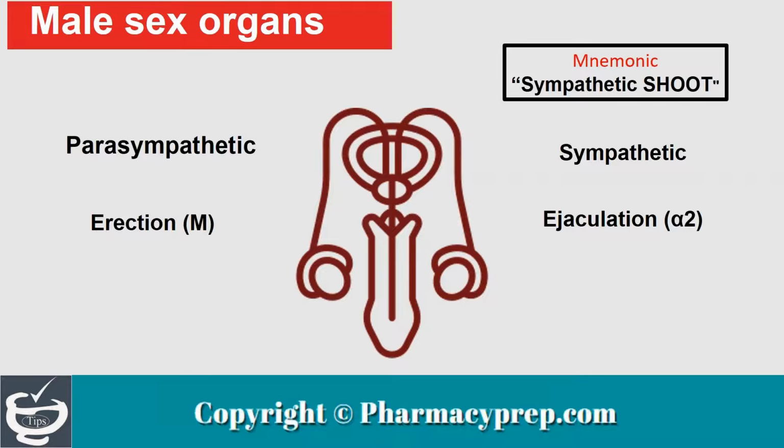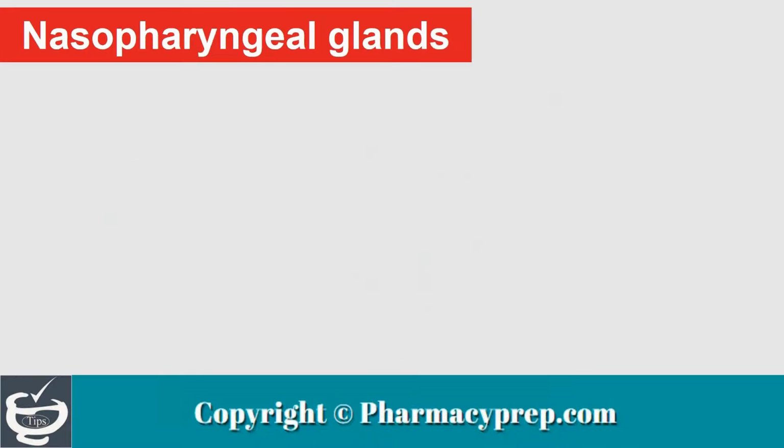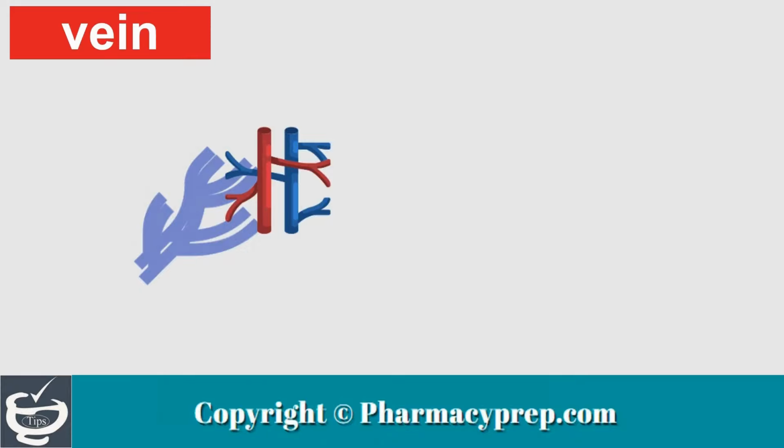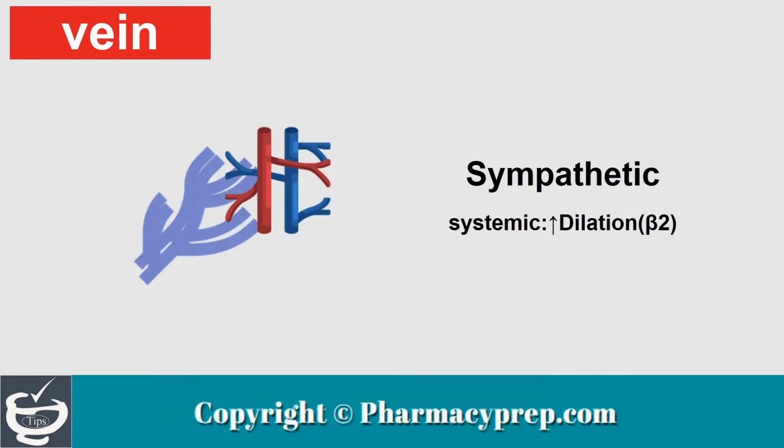So the mnemonic here is sympathetic, S for sympathetic, and S for shoot, which is an ejaculation caused by alpha 2 receptors. Next, you have the nasopharyngeal glands. Parasympathetic causes mucus secretion, whereas sympathetic has less effect on nasopharyngeal mucus secretions. Vein is the sympathetic. Sympathetic increases the dilation by beta 2 receptors.